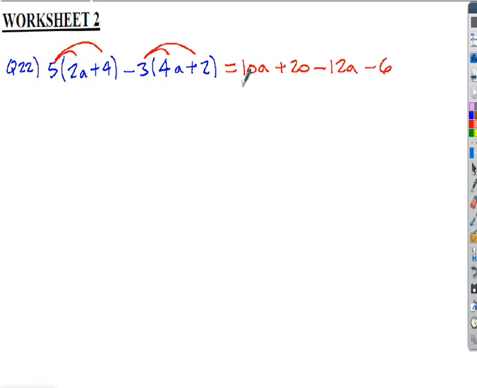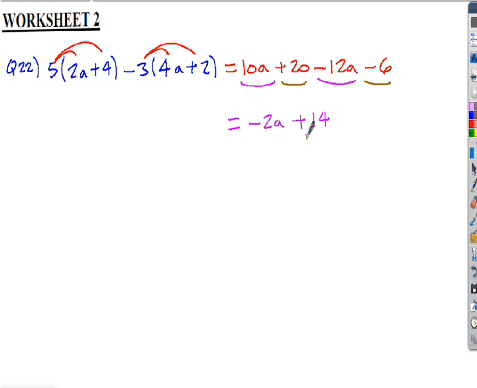Notice we have like terms here, the 10a and the negative 12a. Don't forget the symbol in front of the numbers with it, so that's negative 12a. And we have the constants of positive 20 and negative 6. So bringing our like terms together here, 10a take away the 12a will be negative 2a, and the positive 20 take away 6 will be positive 14.